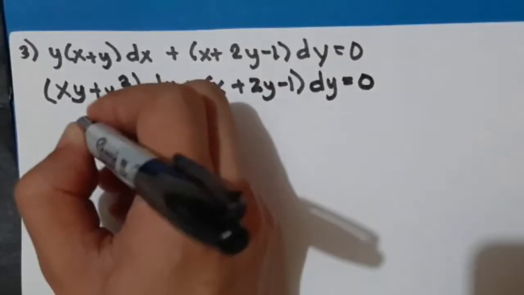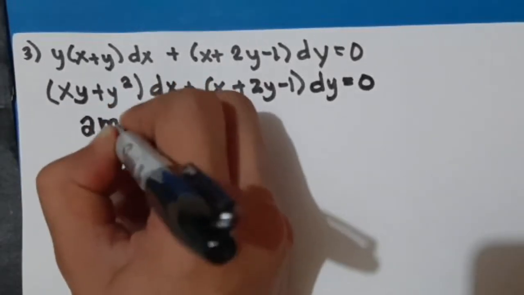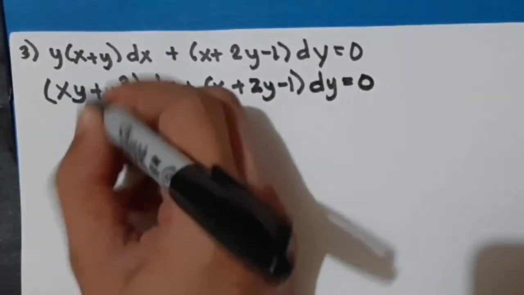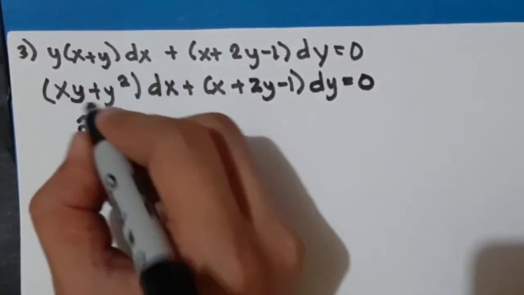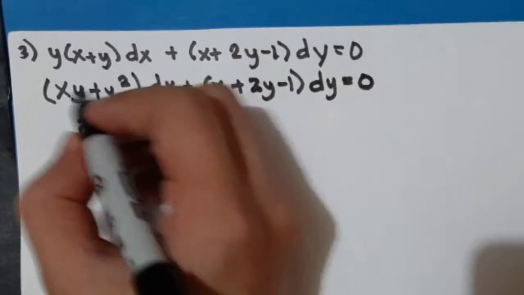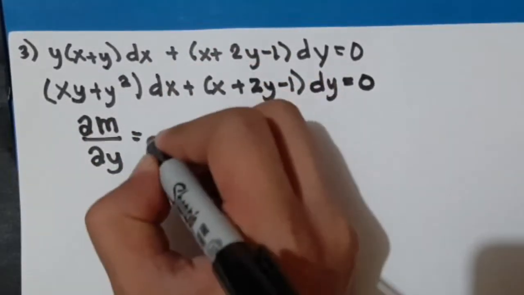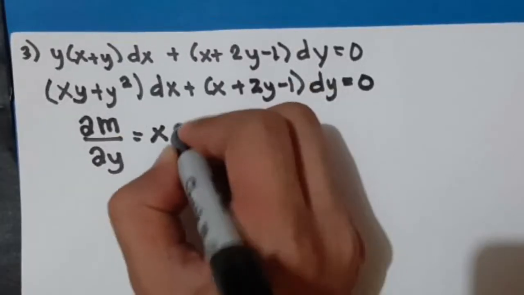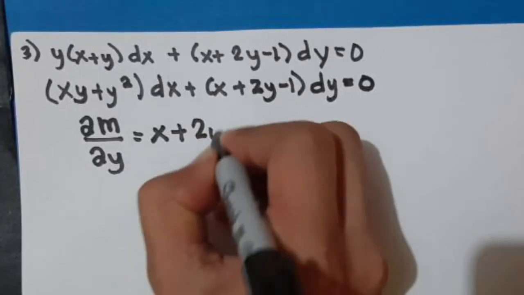Then we get the partial derivative of M with respect to y, meaning x is constant. Since it is beside y, the derivative of y is 1, so we have x. Derivative of y squared is 2y, so we have x plus 2y.